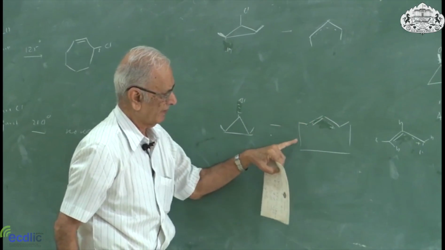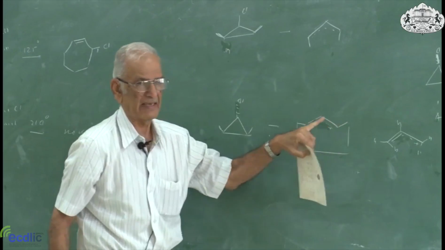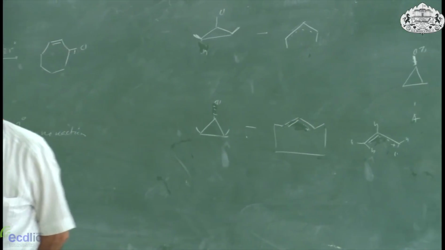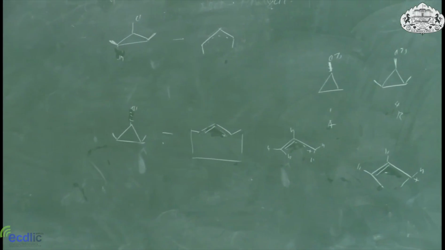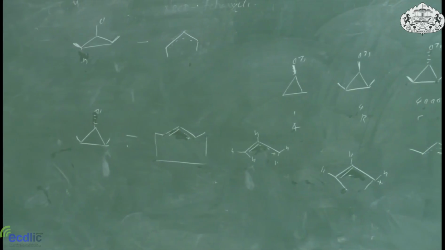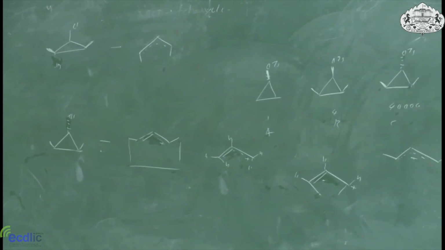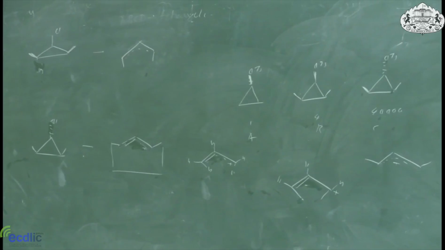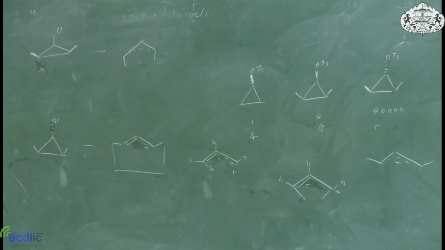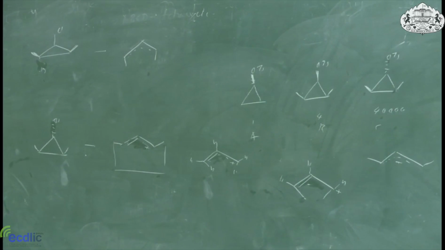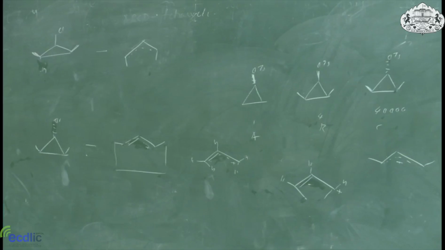One, two, three, 4, 5, 6, 7. It means that I have to create trans double bond in a 7-membered ring. And a trans double bond in a 7-membered ring is very, very unstable. So, only the endo halogen reacts. The exo halogen gives you trans double bond. Therefore, that does not react.